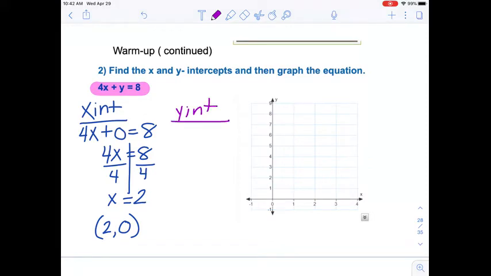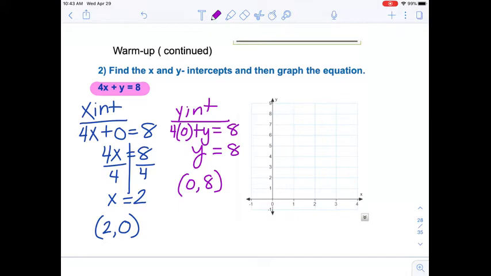Then for our y-intercept, we're going to do the same thing, except this time we're going to plug a 0 in for x and solve for y. So we have 4 times 0 plus y equals 8. 4 times 0 is 0. So we just have 0 plus y, which is just y equals 8. We have to write that as an ordered pair. So when x is 0, y is 8. Now I have my two intercepts.